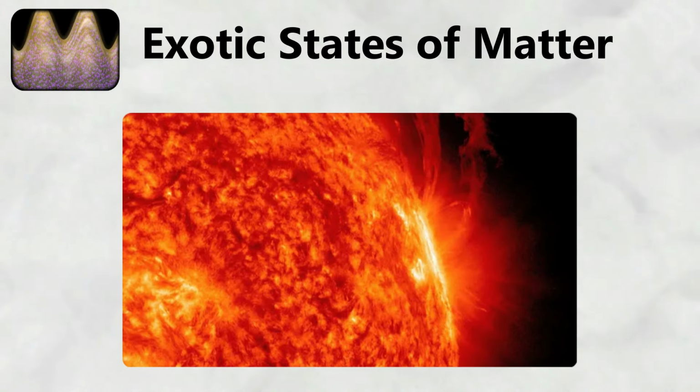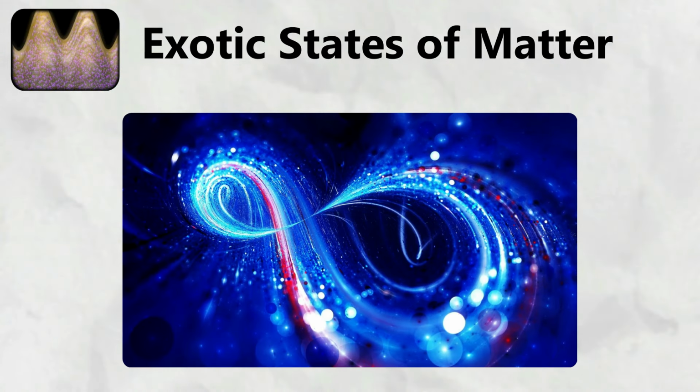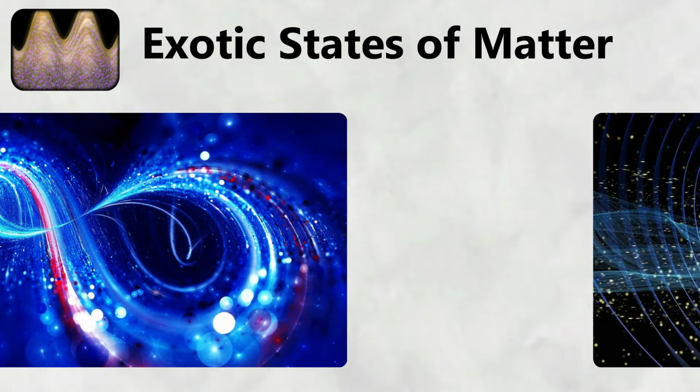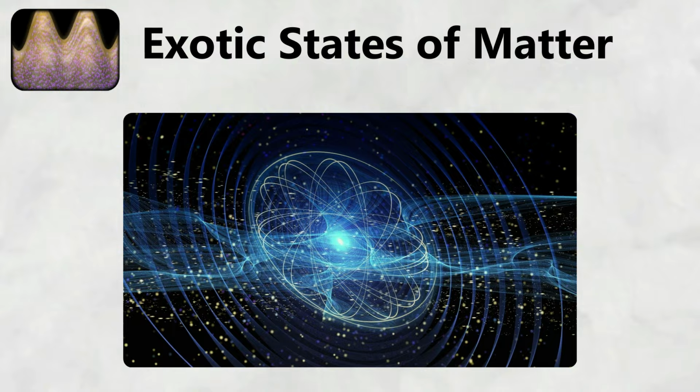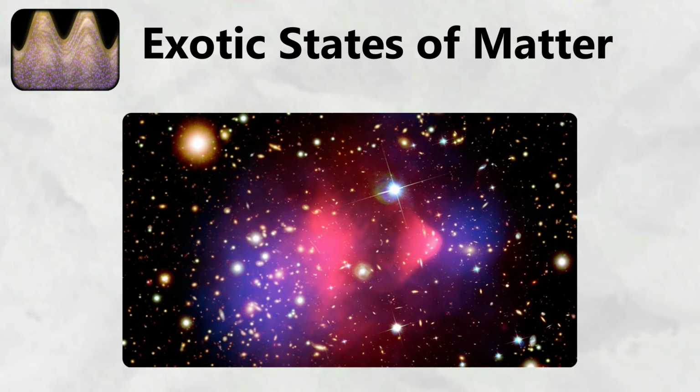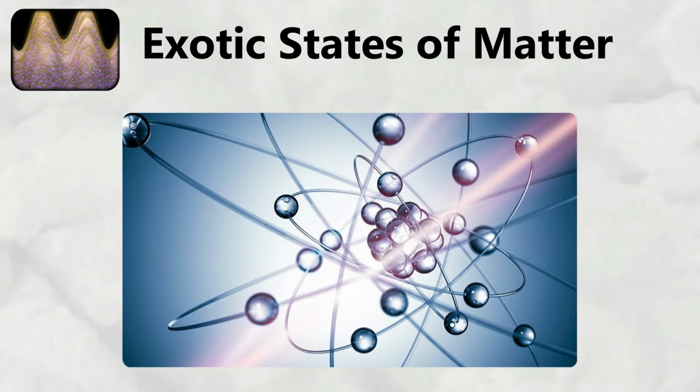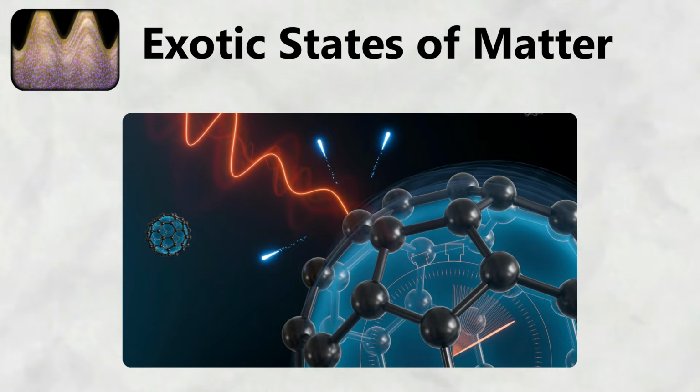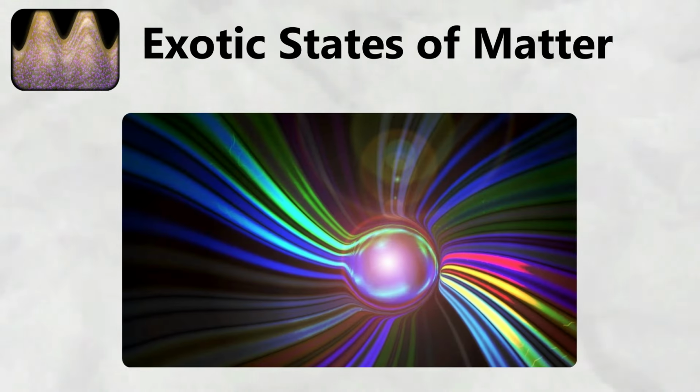At these extreme temperatures, thousands or millions of atoms lose their individual identities and merge into a single quantum mechanical entity that behaves like one giant atom. The atoms occupy the same quantum state and move in perfect synchronization, creating a new phase of matter that acts more like a wave than a collection of particles.